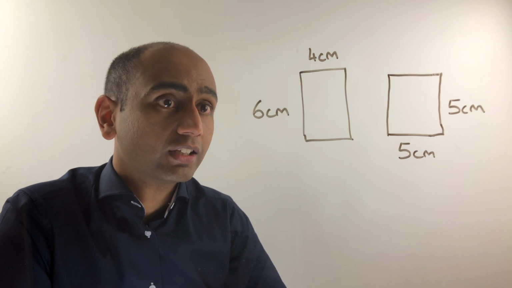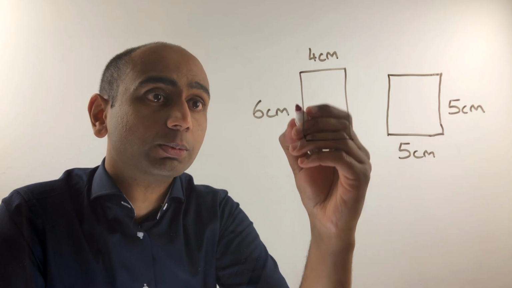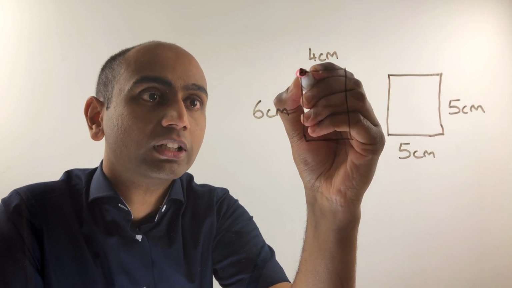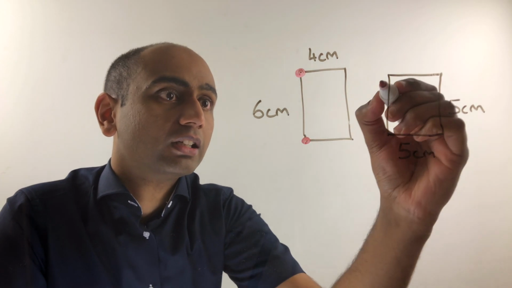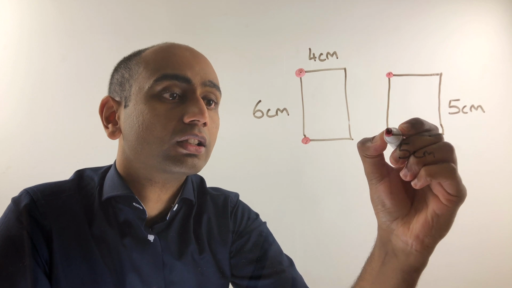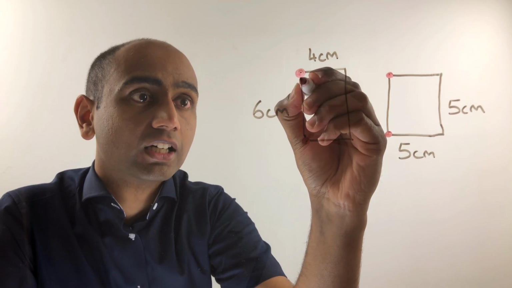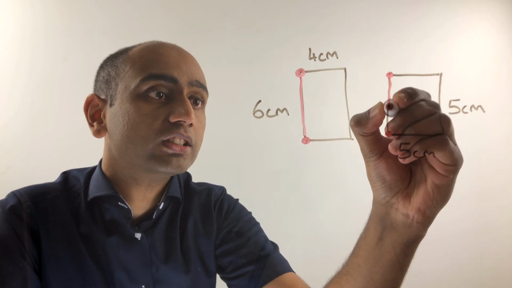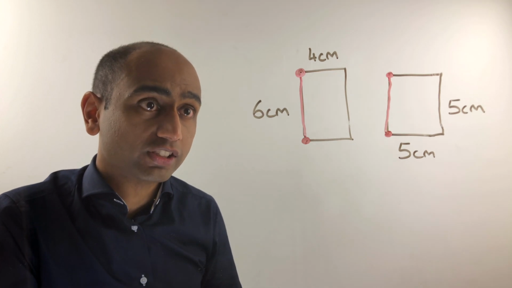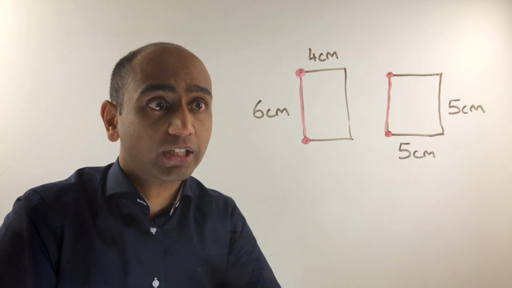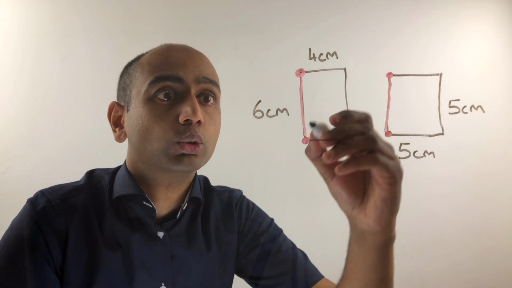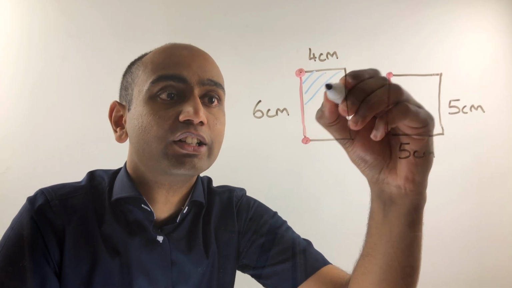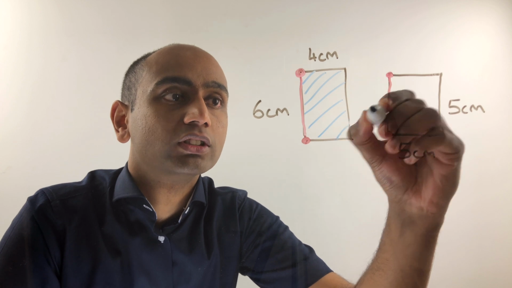A length is just something that tells you the distance between 2 points. For example, here to here is 6 centimeters. Here to here is 5 centimeters. These are lengths, they are one-dimensional. What we're actually interested in is the size covered by these shapes. And for that, we're looking for what we call an area. And it's a very different quantity.